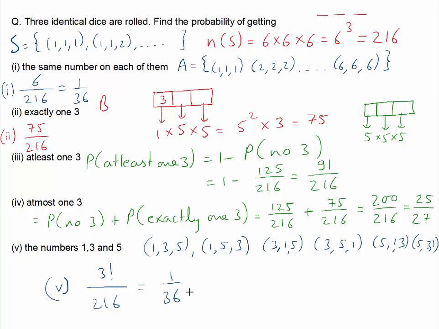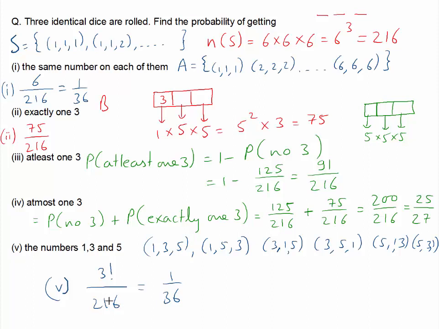Now one more thing to note here is that the probability we got in the fifth is the same as the probability we got in the first. So we can imply that the probability of getting the same number on each of them and the probability of getting the numbers 1, 3 and 5, both these events are equiprobable because they have the same probabilities. So these two are equally likely events.